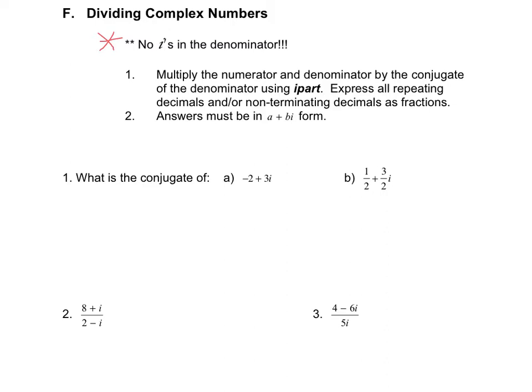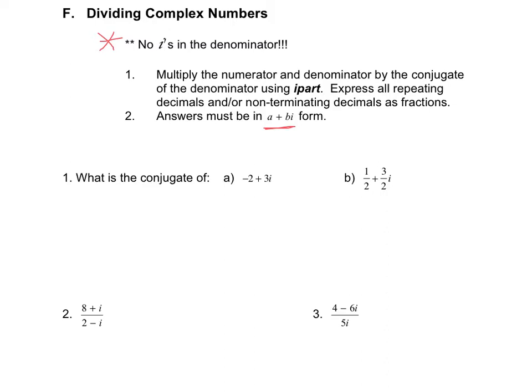And then it says to express all repeating decimals and/or non-terminating decimals as fractions. If you use I part, you won't end up with any decimals. You'll end up with fractions. All answers must be in a plus bi form. Okay, let's take a look at number 1.